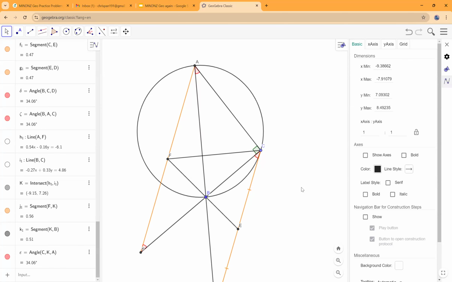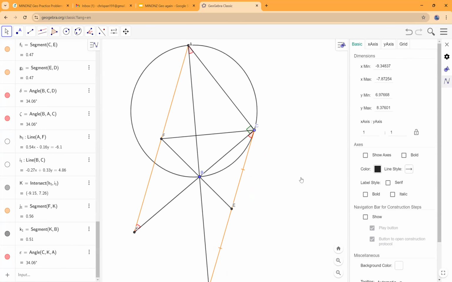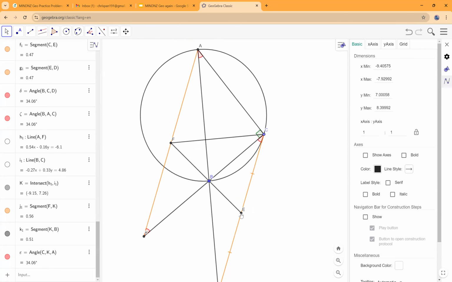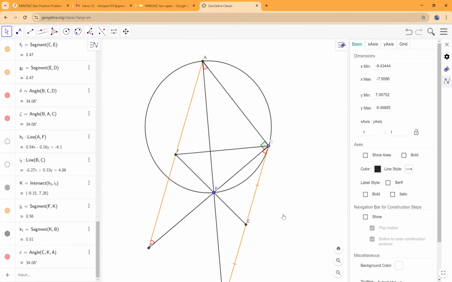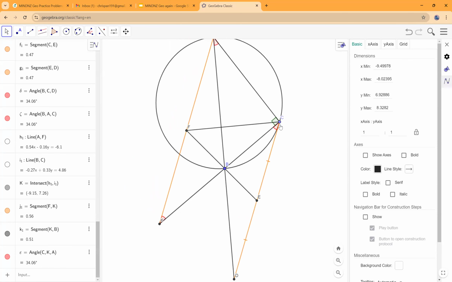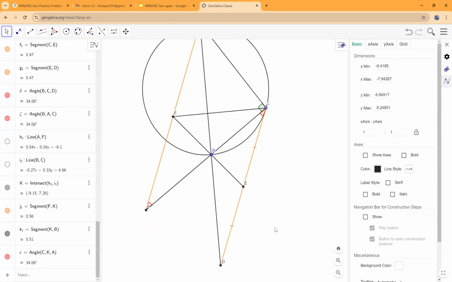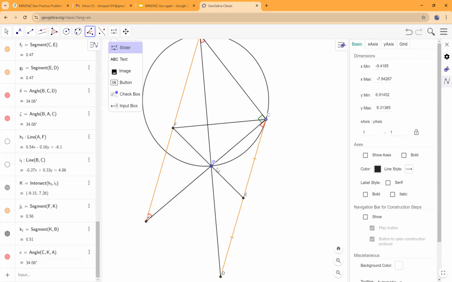Actually it's a bit hard, but what you have to notice is that E is the midpoint here, right? E is the midpoint of this triangle. And you notice that triangle CBD is similar to triangle KBA, right? Because we also have these pairs of equal angles.